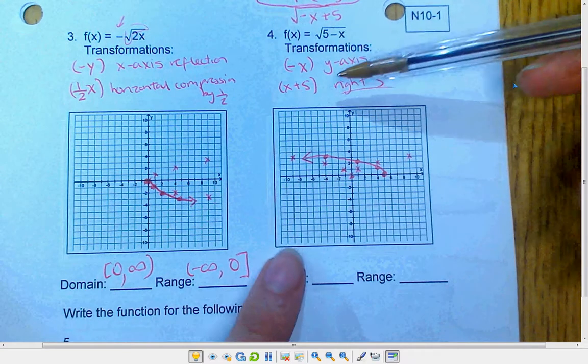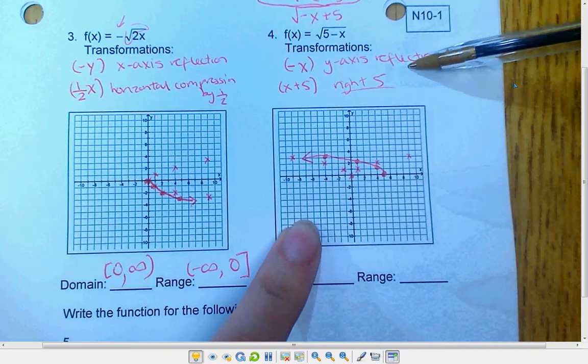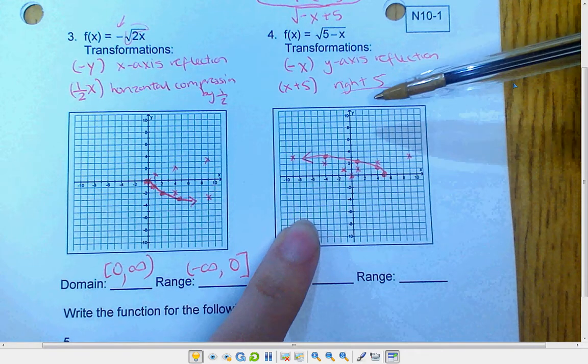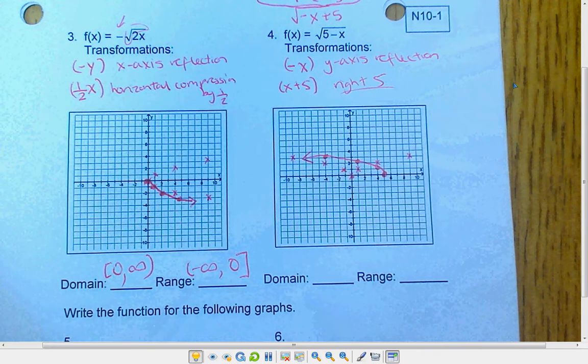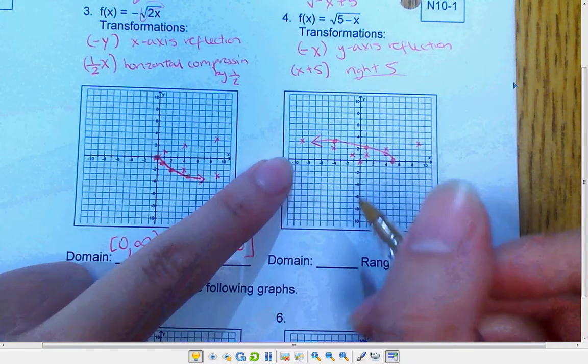So again, make sure you always do the multiplication before you add or subtract. So you first have to reflect or stretch before you shift. Your last step should be moving it. Okay, domain and range, so let's look at our x's.